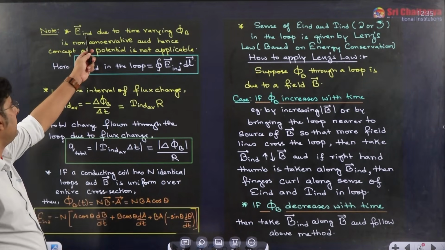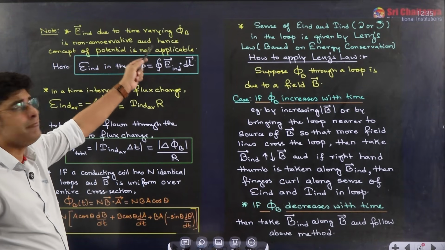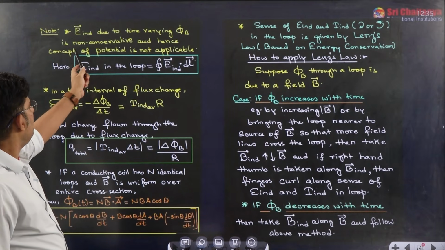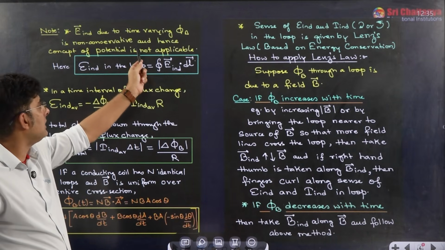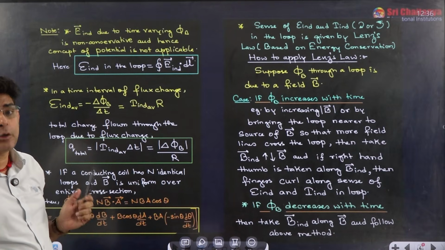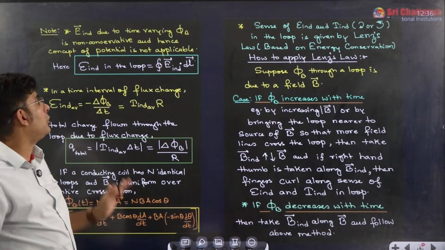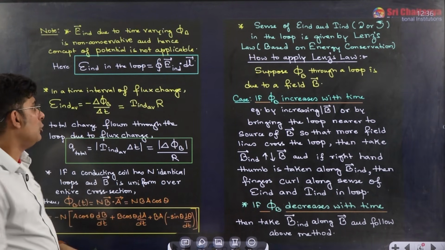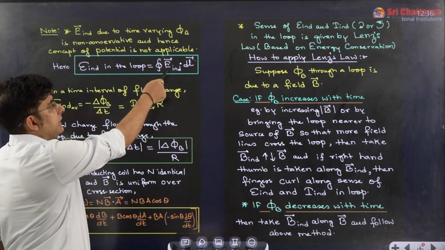Next, as I said, induced EMF is there, so there will be an induced electric field. This electric field is time varying, and it is due to a time varying flux. This is non-conservative. It is not an electrostatic field, and here we don't apply the concept of potential. We cannot define potential or potential difference between two points in such cases. This EMF is induced in the total loop, and we relate the induced electric field with the EMF induced as: EMF induced is the closed integral of E dot dl.